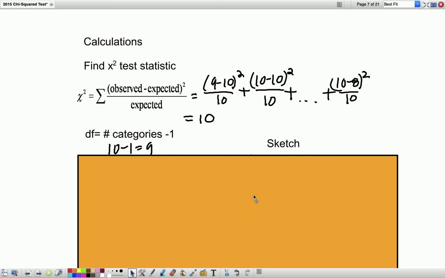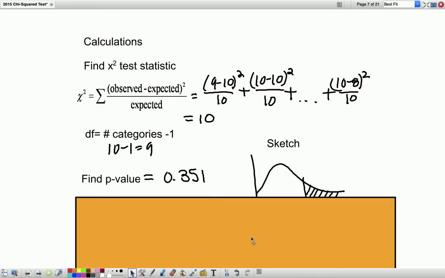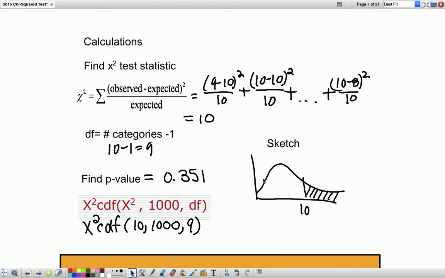Degrees of freedom is your number of categories minus 1. So 9. We had 10 classes. Minus 1 is 9. And then we sketch. It's a rough sketch. It's okay. This 10 is our chi-square.